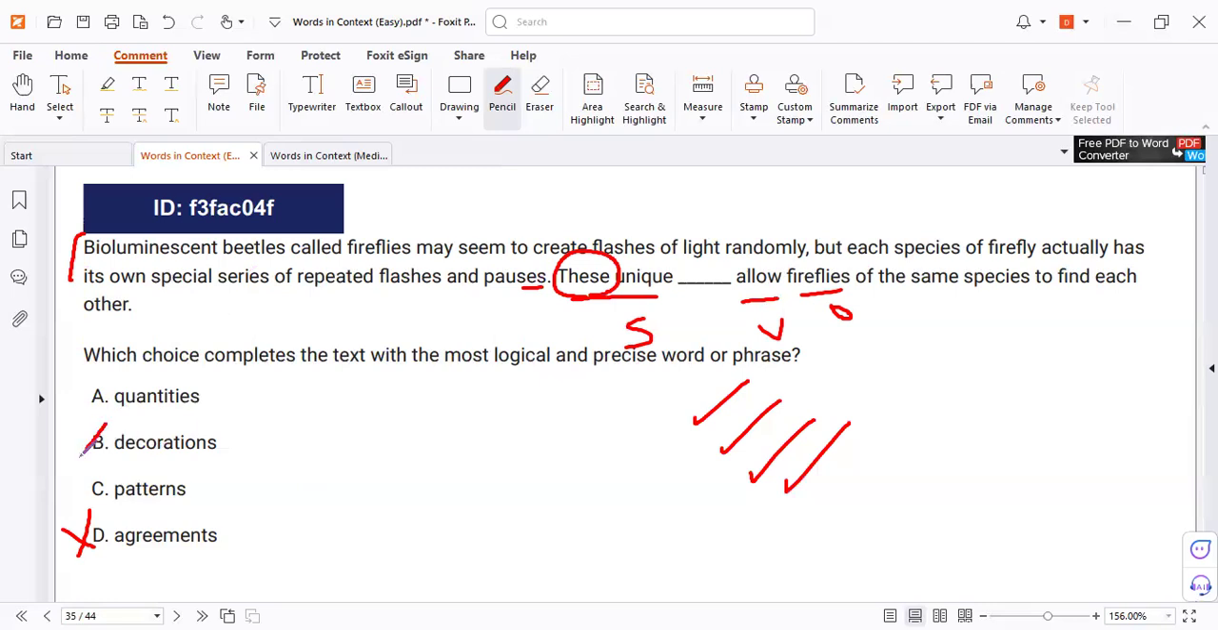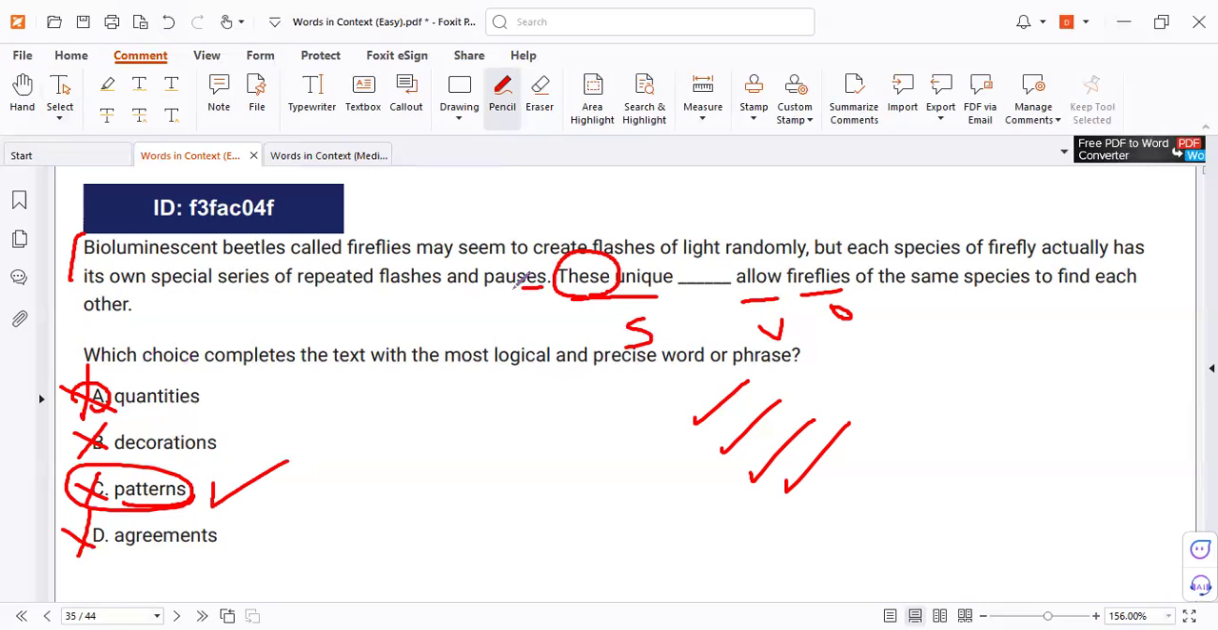Are we talking about decorations, patterns, or quantities? So these quantities can help, right? Because it talks about the flashes created by fireflies. Now we need to test you again. Is A correct? No. So what is the quantity of something here? But we are talking about the patterns. So it's C, not A.